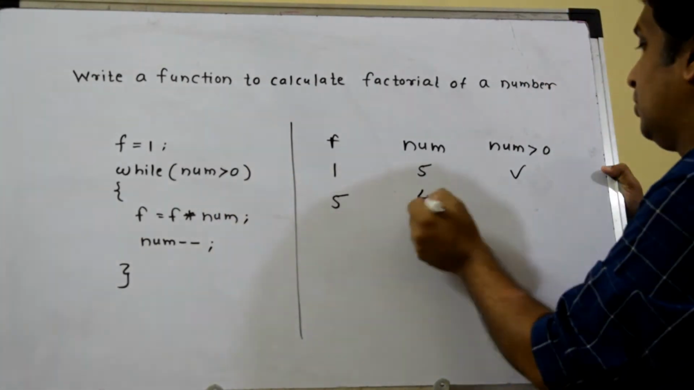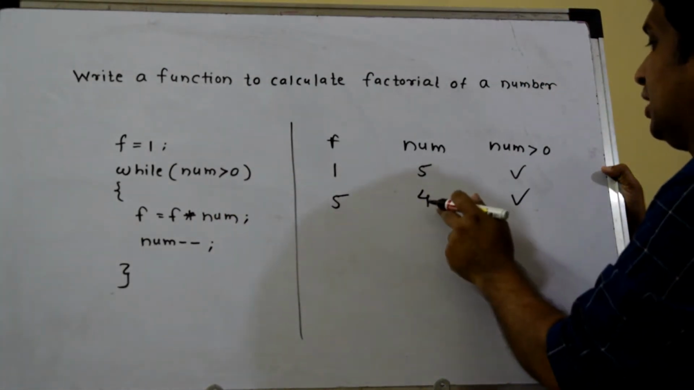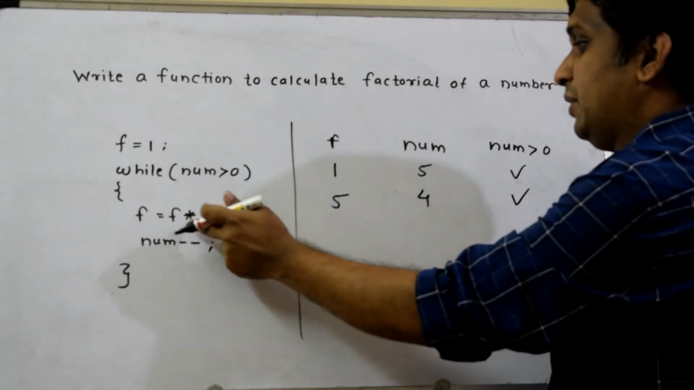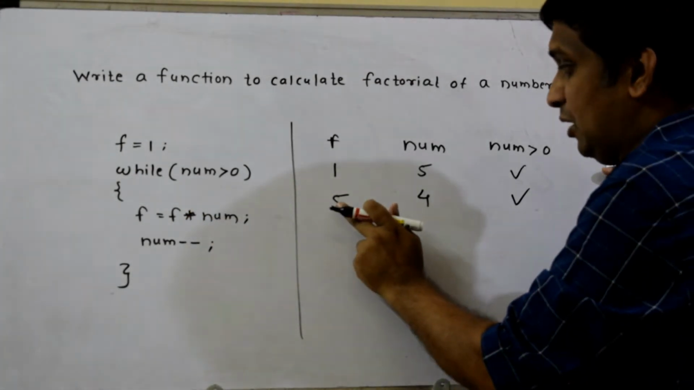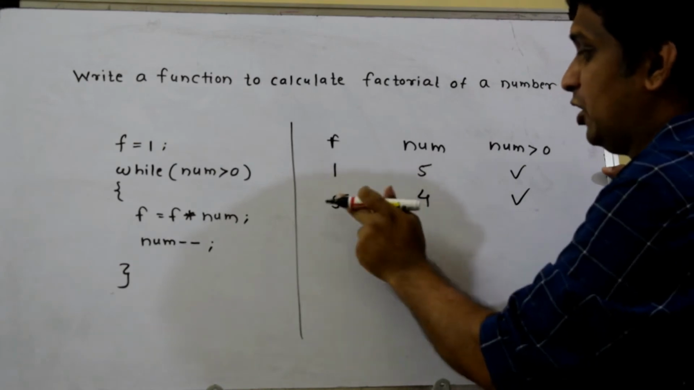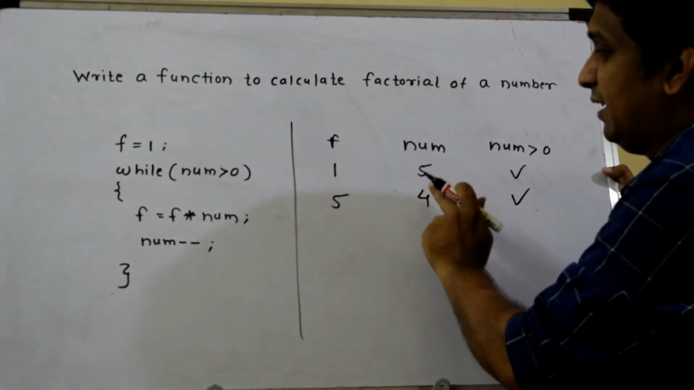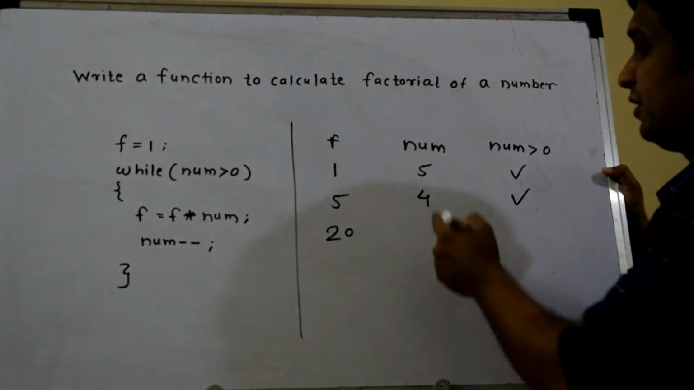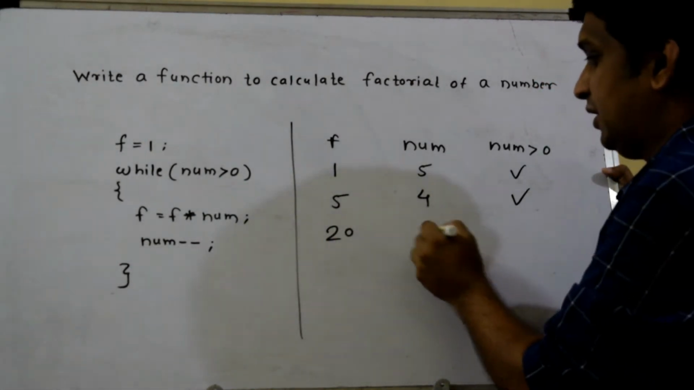The condition is true since 4 is greater than 0, so again it will enter the loop. f equals f into num. The new values of f and num are 5 and 4. So 5 into 4 is 20, and that 20 will be assigned to f. After that, num minus minus, so num will be 3.